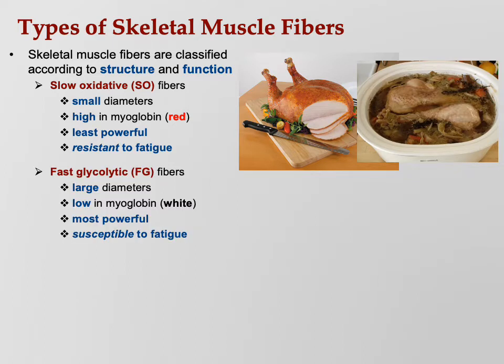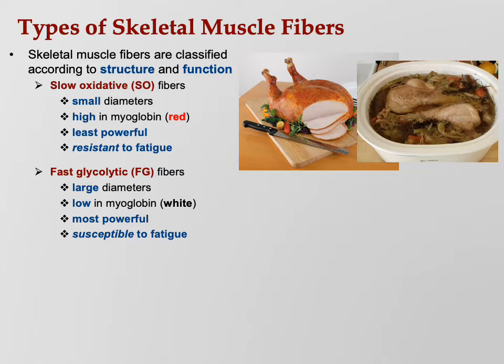Then there are what are called fast glycolytic, FG. These are large diameter fibers. They're very low in myoglobin, and so therefore they look white. They are the most powerful, but they're the most susceptible to fatigue.